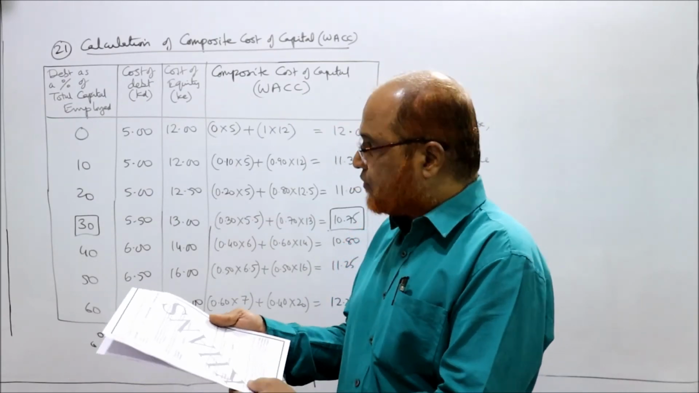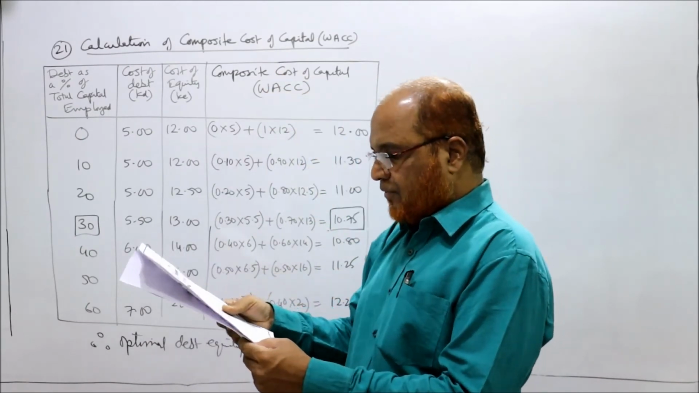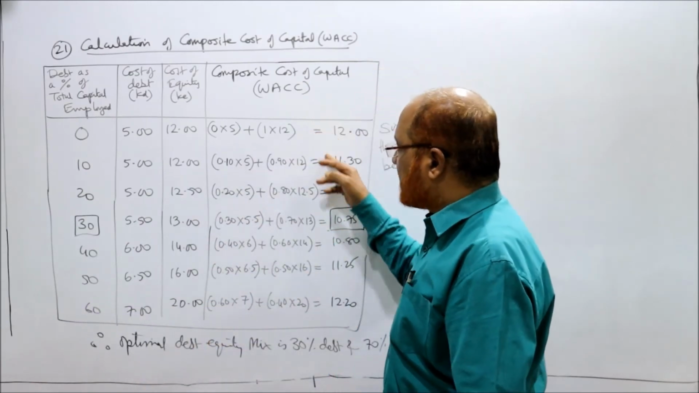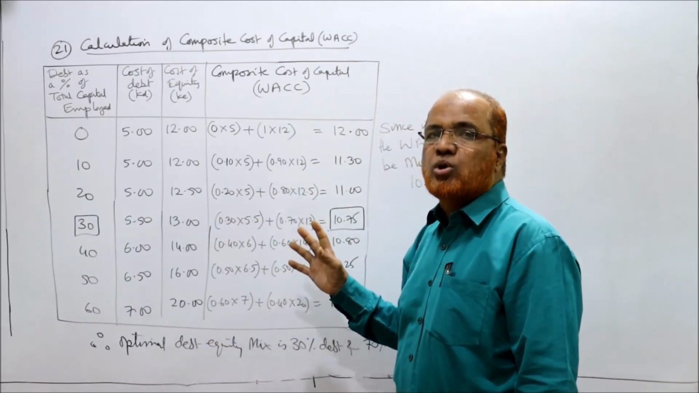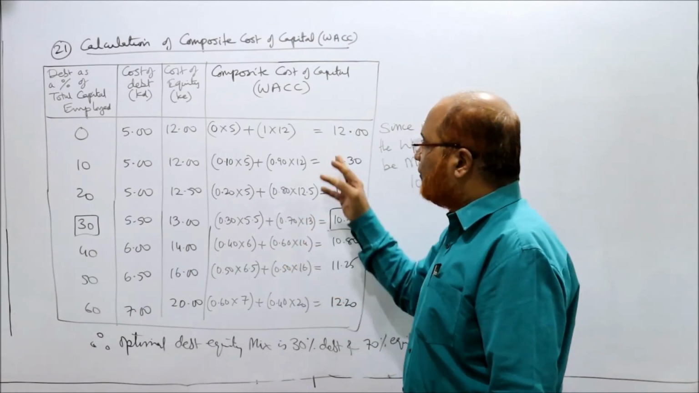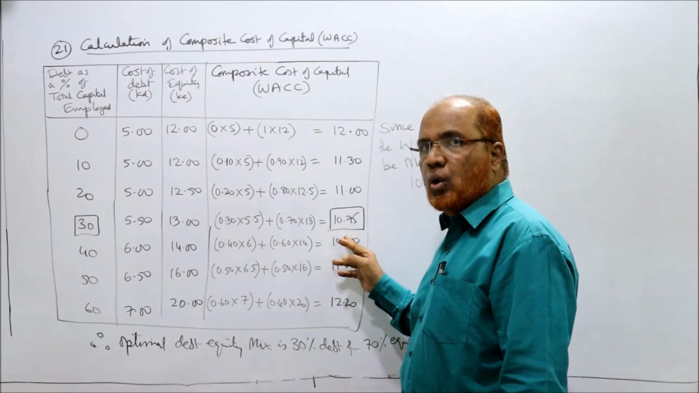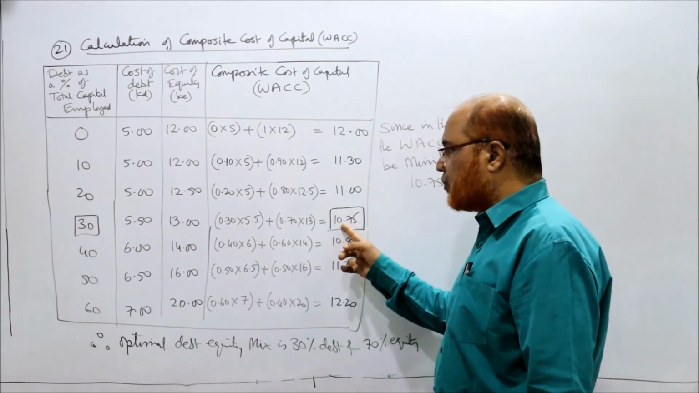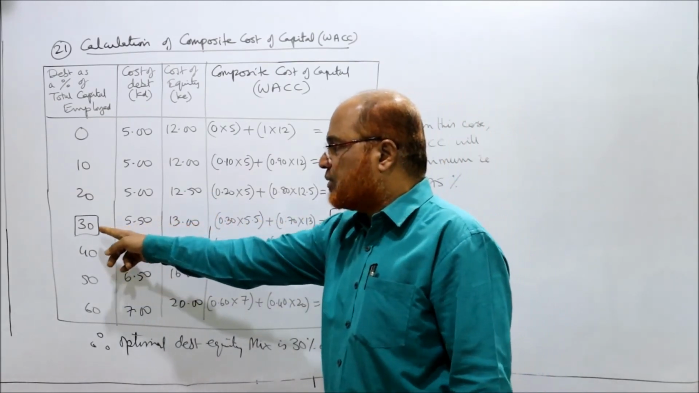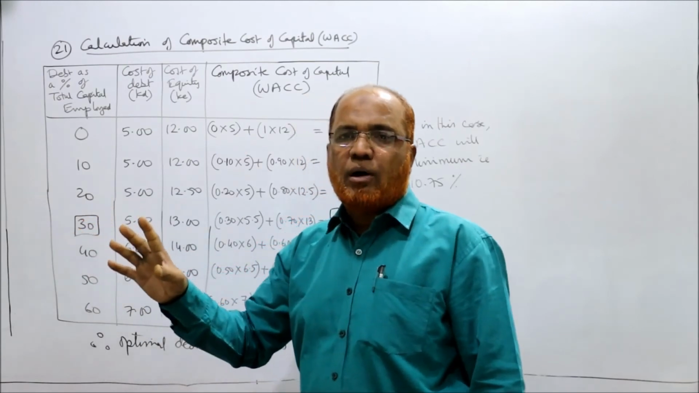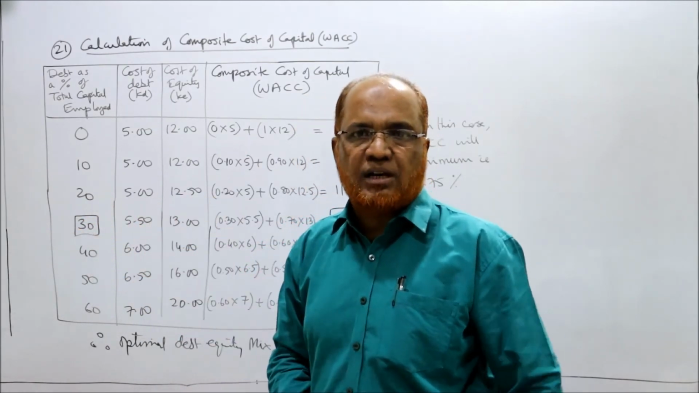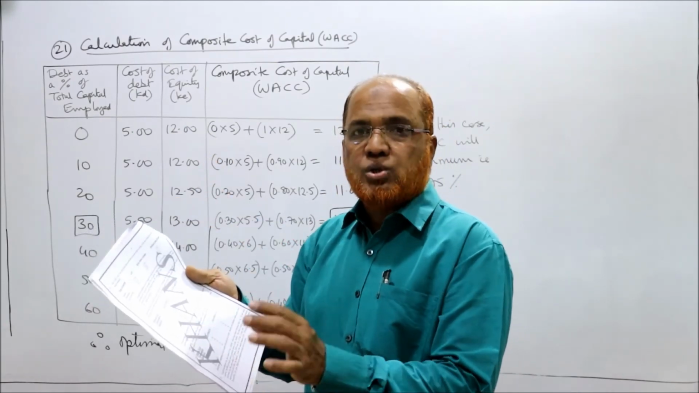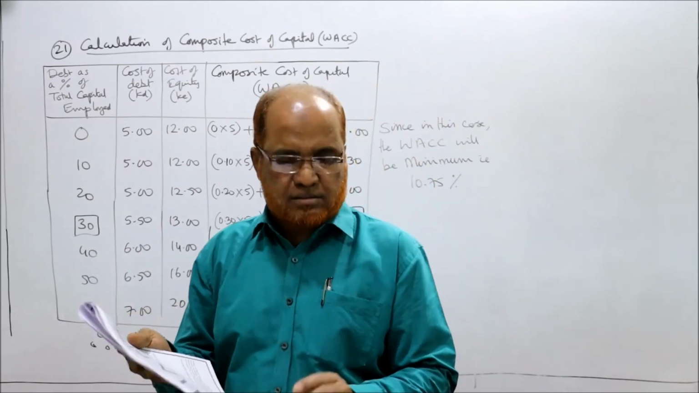Determine the composite cost of capital for each level of debt. Identify the most optimal debt equity mix. So you have to calculate WACC and identify which is the most optimal debt equity mix, whichever is the lowest. Where WACC is the lowest, that is called the optimal debt equity mix. Here the lowest is 10.75, and it is against 30%, so the optimal debt equity mix is 30% debt, 70% equity. Similarly, you have to make the same table and do the same calculation. So I am giving the 22nd problem for your practice.